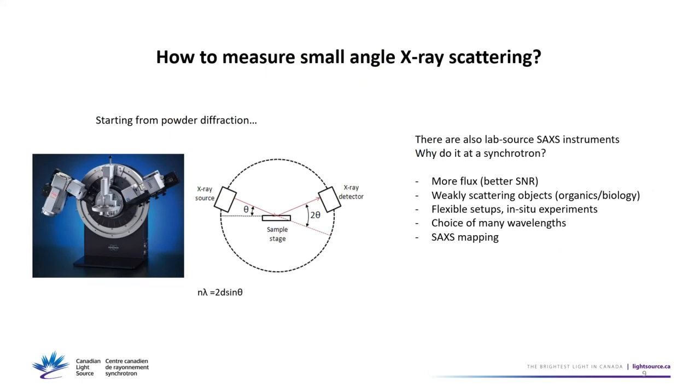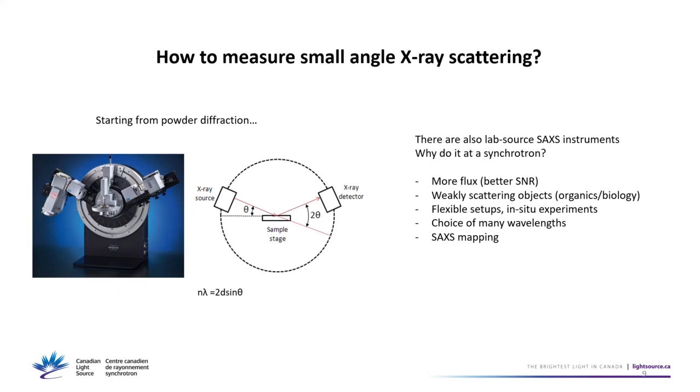Okay, so how do we go about measuring small angle X-ray scattering? Again, starting from powder diffraction. Just like powder diffraction, there are also lab-based SAXS instruments that use lab sources. And why do it at a synchrotron rather than a lab source? It's the same reasons you would do powder diffraction at a synchrotron rather than at a lab source. You get way more flux, so you can pick out weakly scattering objects, things that you might not ever see in a lab source because they're buried in the noise. You'll see it in a synchrotron experiment.